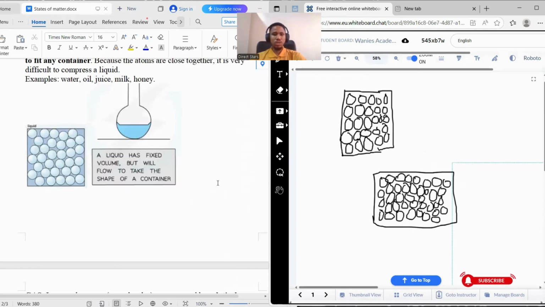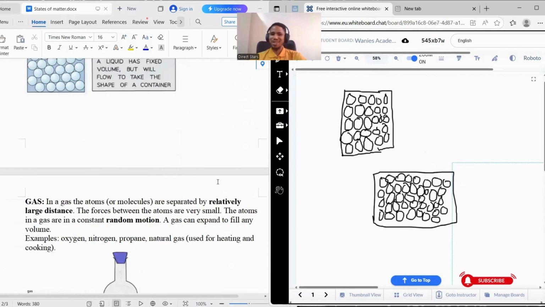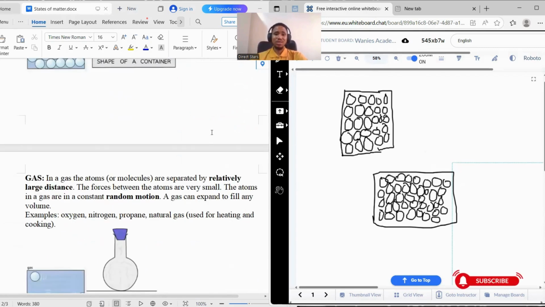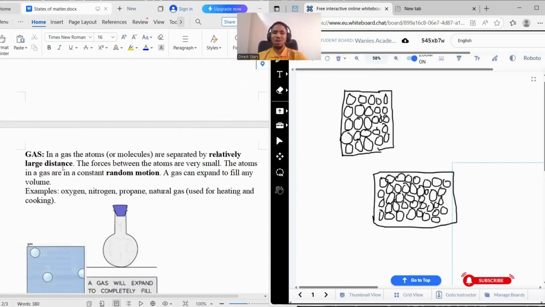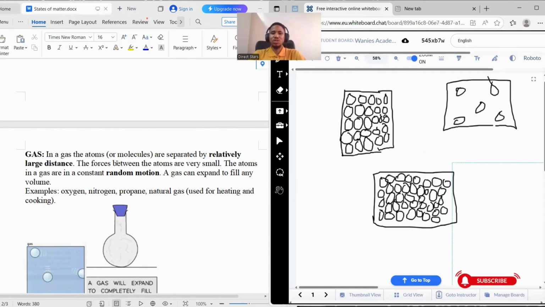That is liquid. Now we go with gas. In gas, the atoms are separated by relatively large distance. Why? Because the force between the atoms are very small. So the particles are not in contact with one another.